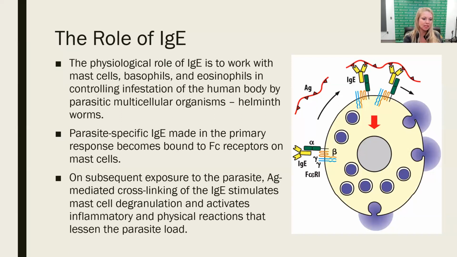It has the epsilon constant region, and really its role in the immune response or in the immune system is to work with mast cells, eosinophils and basophils, by attaching to their surface and being a surface receptor. And when the appropriate antigen engages IgE, then signals will be sent down through those cells to tell them to degranulate.